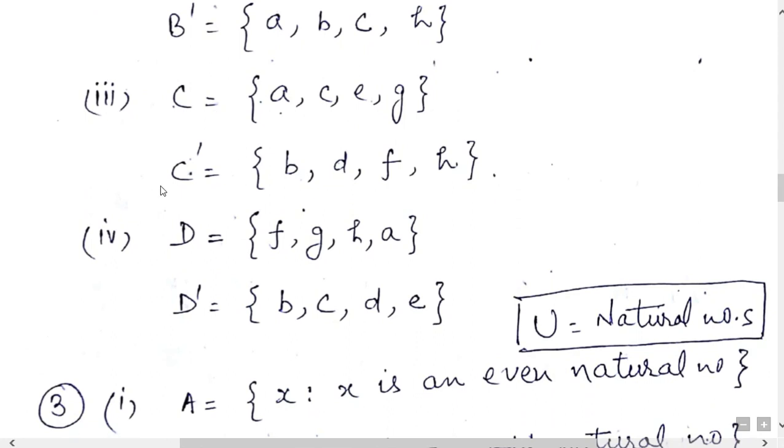Similarly, you can write for C and D. C is A, C, E, G and C complement is B, D, F and H. Similar is the case with D.